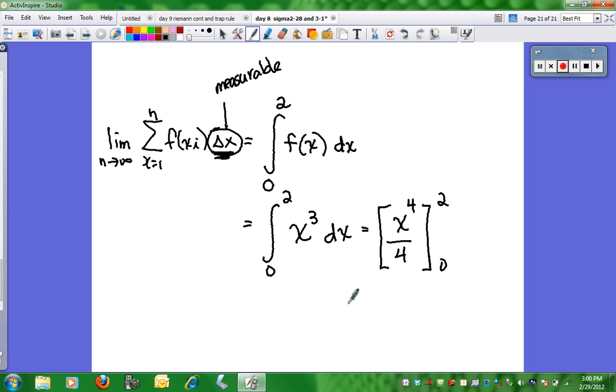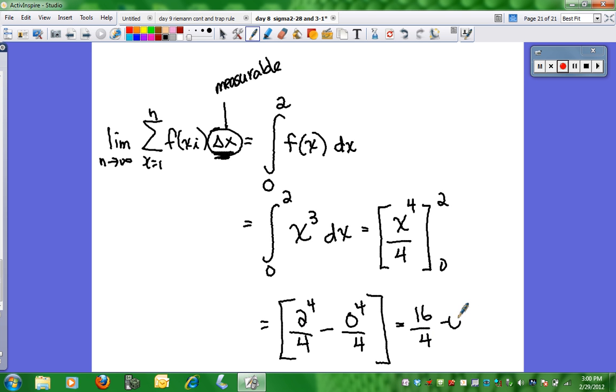So if I do this, I'm going to plug in 2 to the 4th over 4 minus 0 to the 4th over 4. That is me computing this using the first fundamental theorem of calculus. 2 times 2 is 4, 2 4s are 8, 2 8s are 16. This becomes 16 over 4 minus 0, which is 4. This is the exact area under the curve. The exact area under the curve. 4. How cool is that? 4 is the exact area.